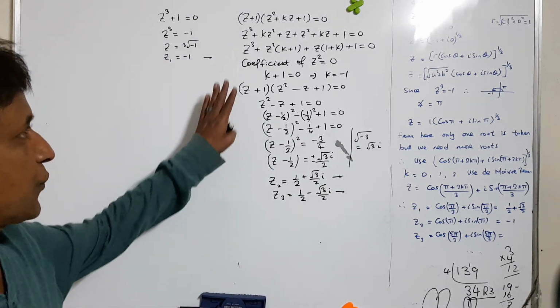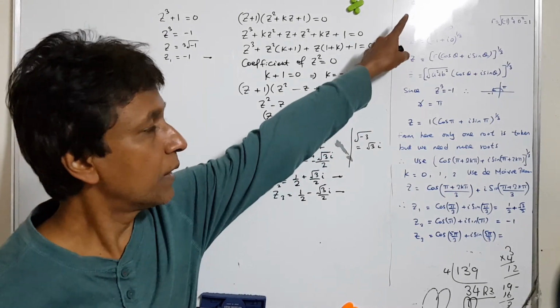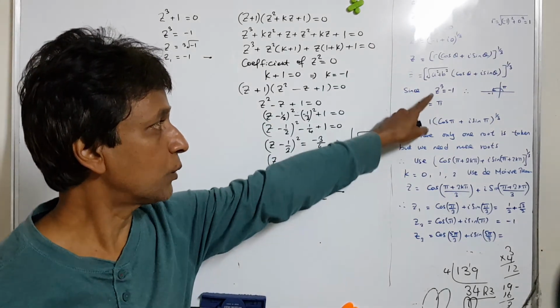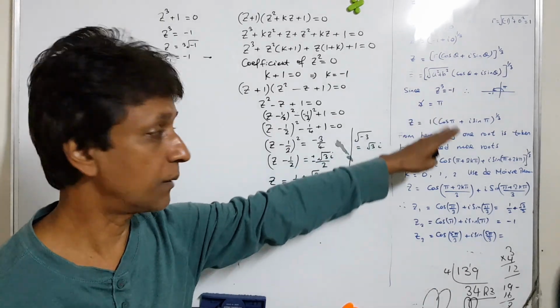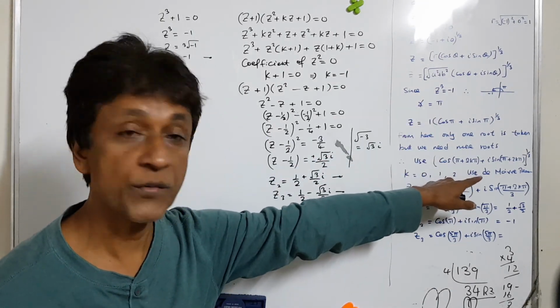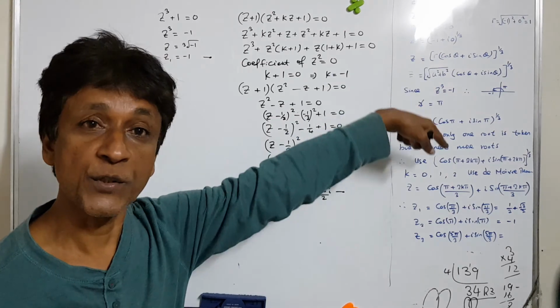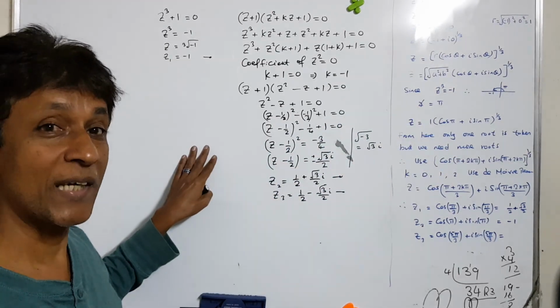Now, of course, this is for advanced level. Here, you can see on the corner, it was solved by a different method using Euler's, De Moivre's theorem. This is more for further maths, and this one is just for A-level maths.